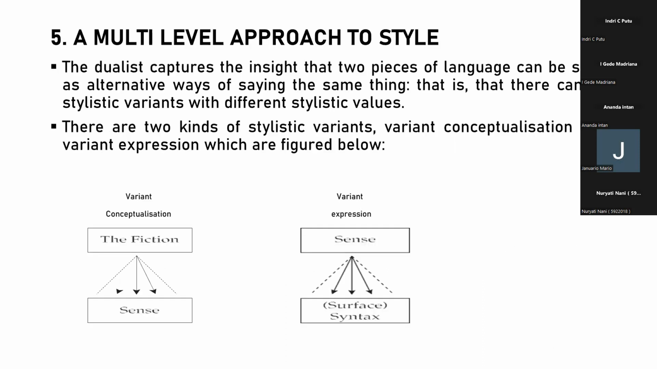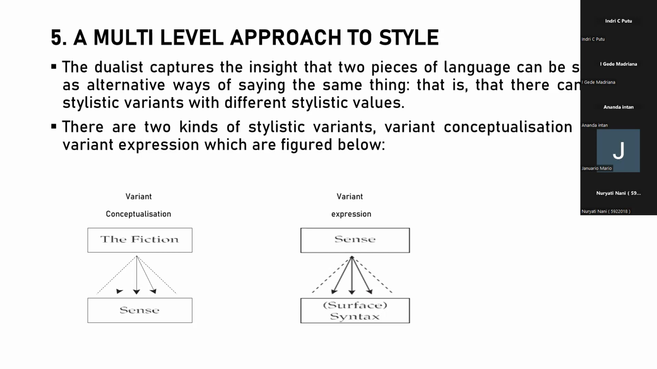Okay. Next, I will show you the figure about a multi-level approach to style. The dualists capture the insight that two pieces of language can be seen as alternative ways of saying the same thing. That is, there can be stylistic variants with different stylistic values. There are two kinds of stylistic variant, conceptualization variant and expression variant, which are shown in the figure below.